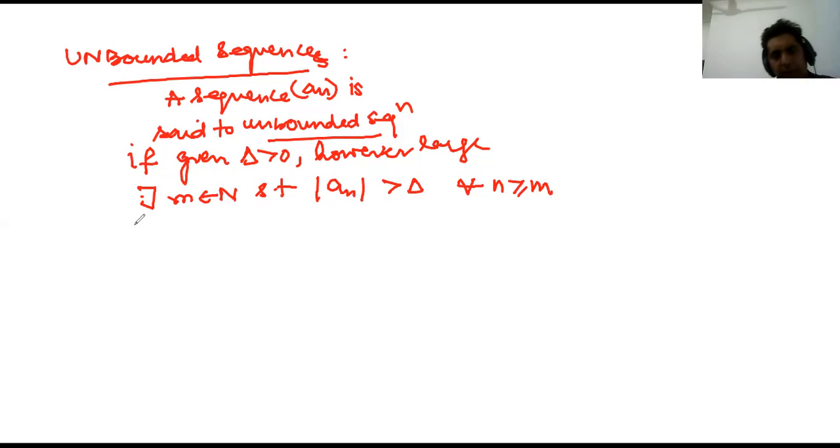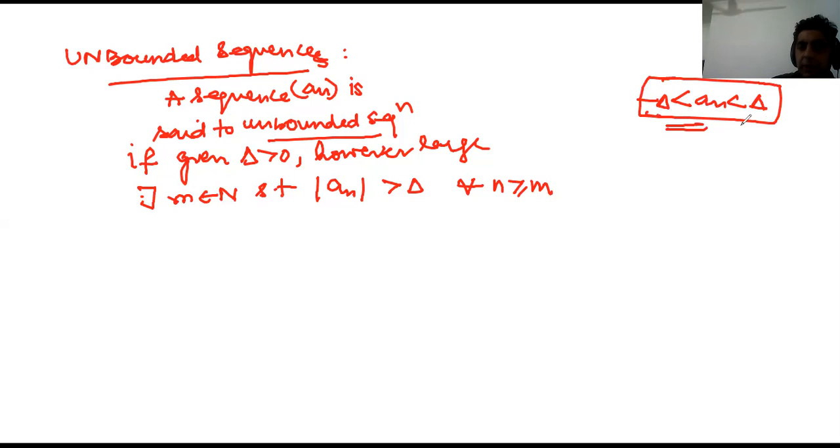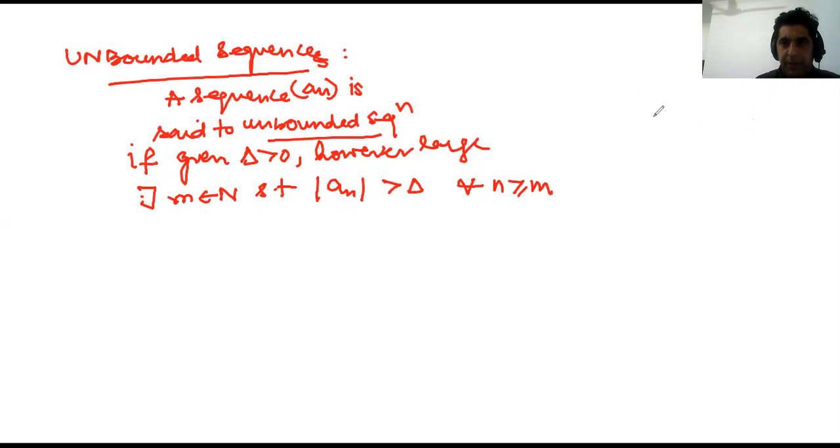It can be said unbounded above or unbounded below depending on the situation, because we always write minus delta less than an less than delta. So depending on which situation you want to take, this is greater than, in fact. So this is not less than, this is greater than. Okay. So depending on this situation, we can say that sequence is bounded and unbounded.